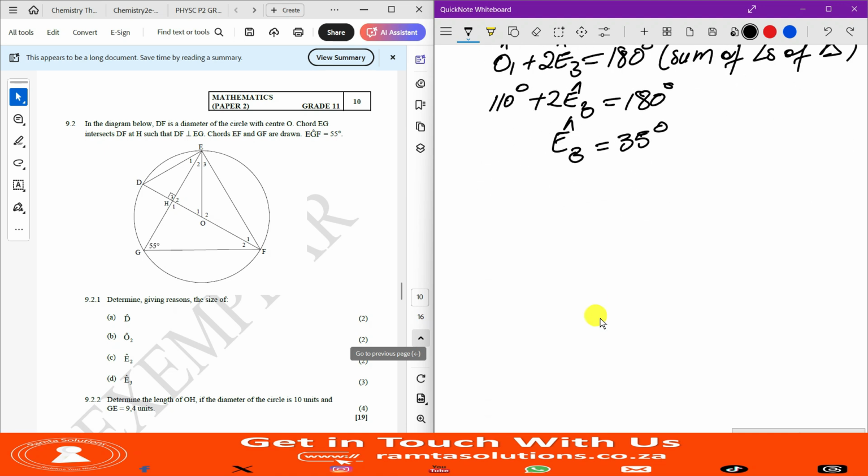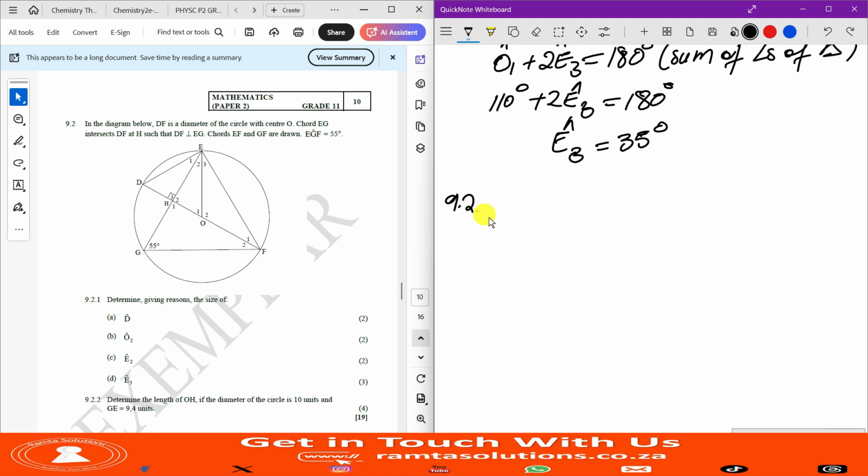Moving on, 9.2. Determine the length of OH if the diameter of the circle is 10 units and GE is equal to 9.4. The diameter of the circle is 10 units. Did you guys hear that? Diameter of the circle is 10 units.